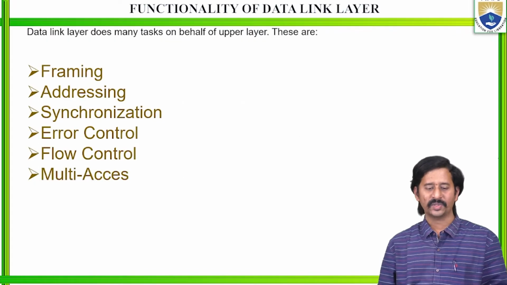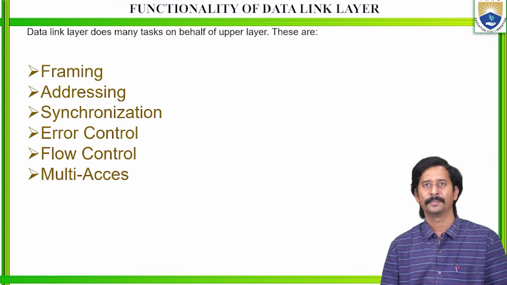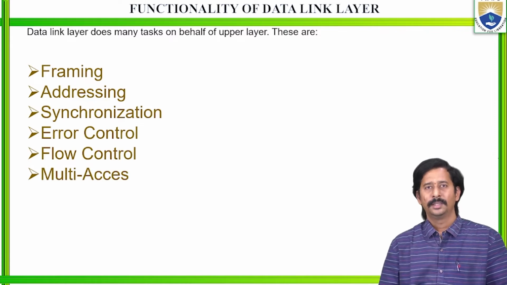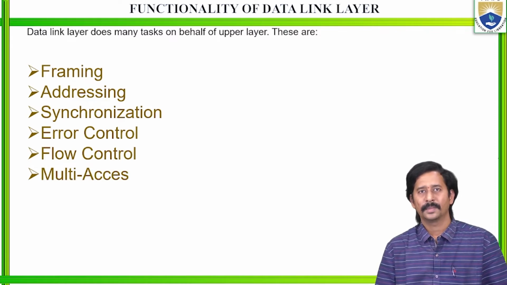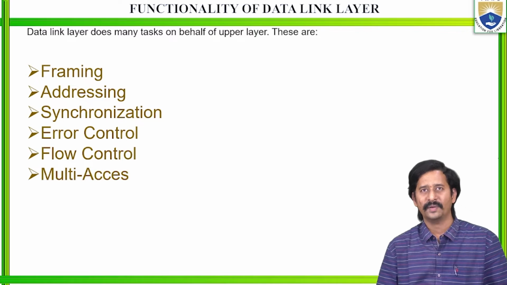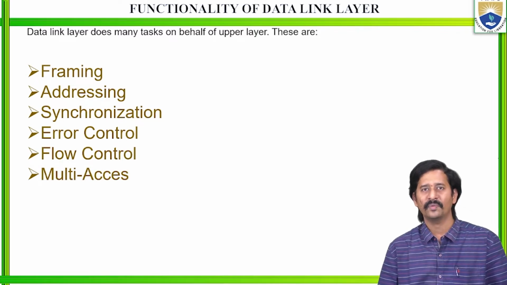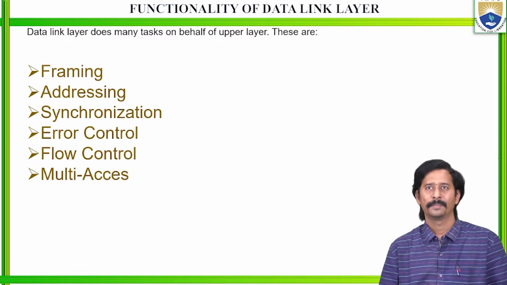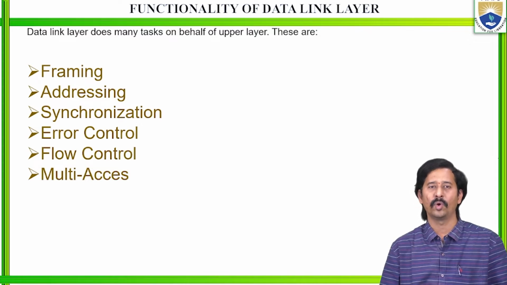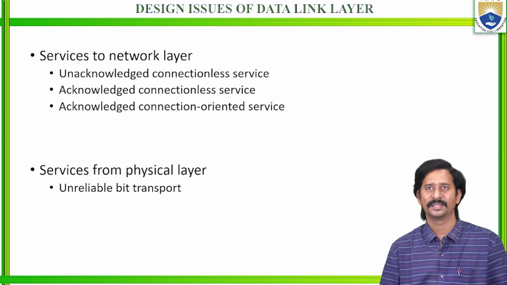Then coming to the next one, the functionality of data link layer. Whatever layer is available in the OSI reference model, that layer provides some functionalities to the upper layers. Similarly, the data link layer also provides some functionalities to the upper layer, like framing, addressing, synchronization, error control, flow control, and multi-access.